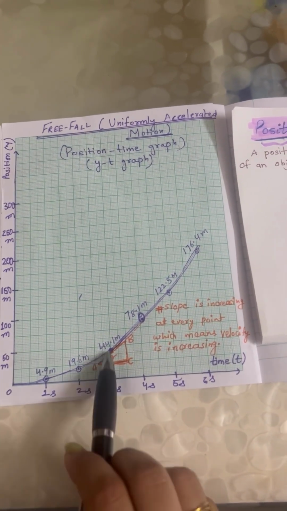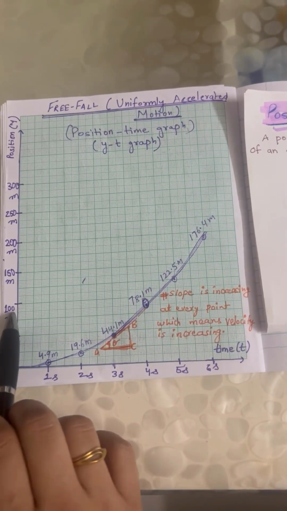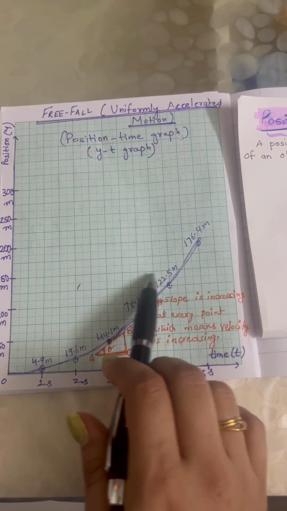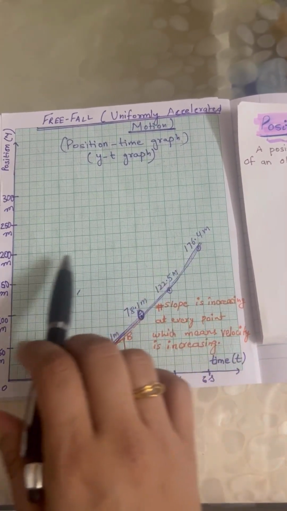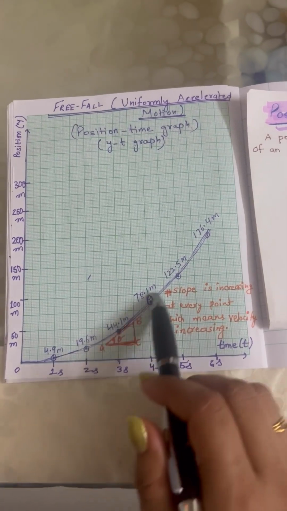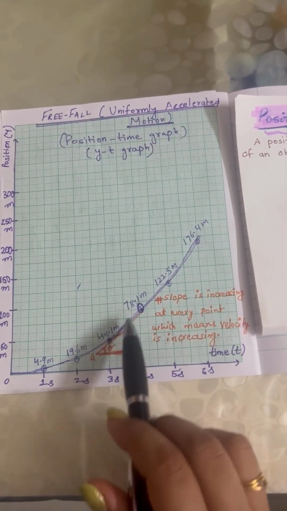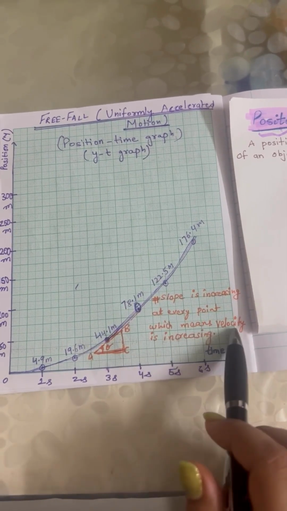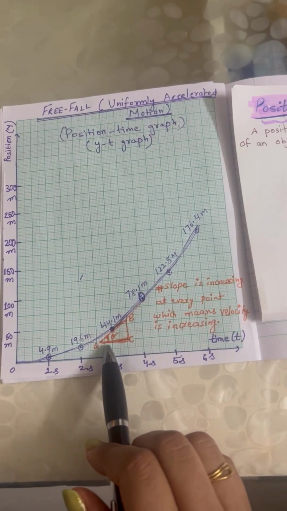The slope of the graph is increasing every second, which means the velocity is increasing, and the change in velocity is 9.8 meter per second in free fall. This is a positive acceleration, which is 9.8 meter per second square, present on earth. And we can calculate the value of this acceleration by using the velocity time graph.